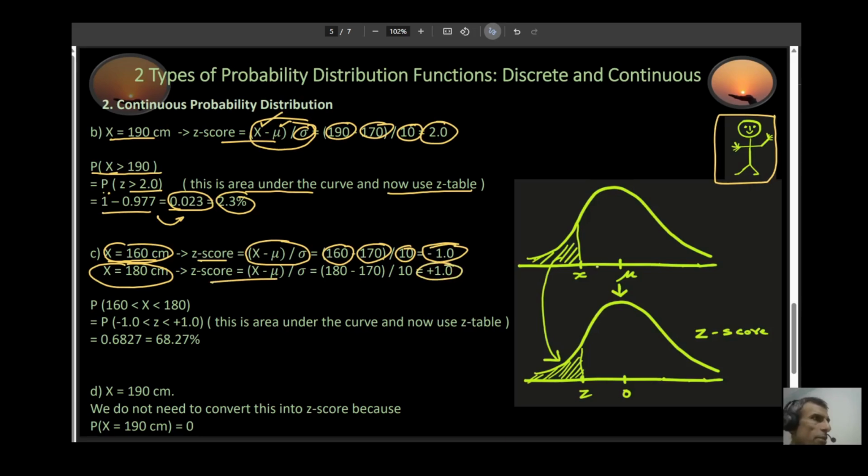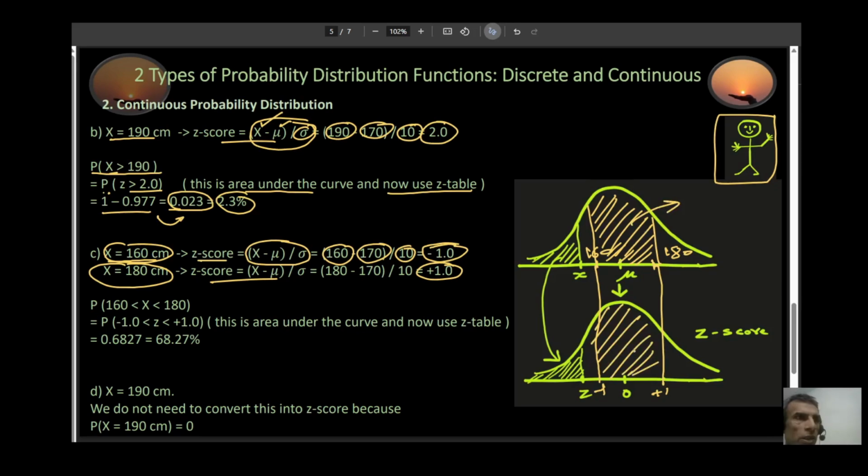So let's say my 160 is over here, and this is my 180 right here. This one is mapped to minus 1, and my 180 is mapped to plus 1. The probability that a person's height is between 160 and 180 is this area right here, and this area is the same as this area right here, and you can calculate this area using the z-table.